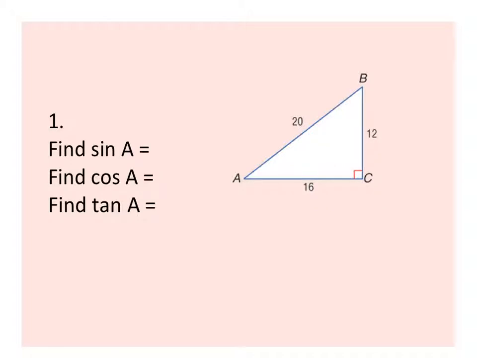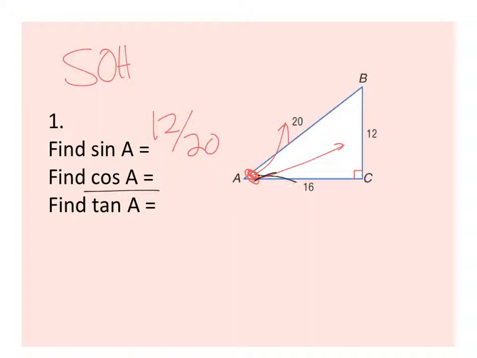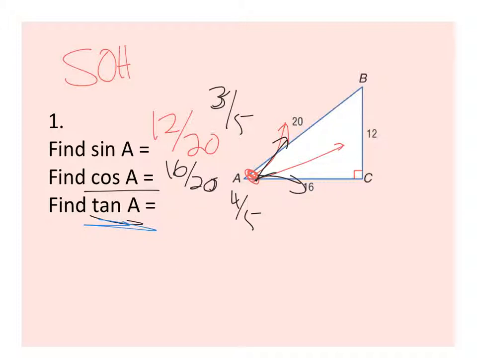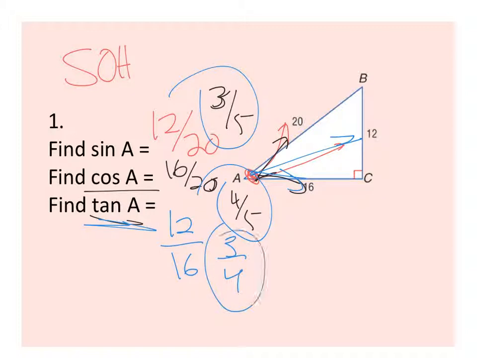So figuring out the sine of A, A is what we're looking at. Sine, remember, is opposite over hypotenuse. So the opposite side is going to be 12, and the hypotenuse is going to be 20. Hypotenuse is always hypotenuse. Cosine is the adjacent side over the hypotenuse, so that's 16 over 20. And again, you can simplify the fractions. This can be 3 over 5, this can be 4 over 5, and so on. Tangent of A is opposite over adjacent, so that's 12 over 16, which simplifies to 3/4. There's your sine, cosine, and tangent for this triangle.